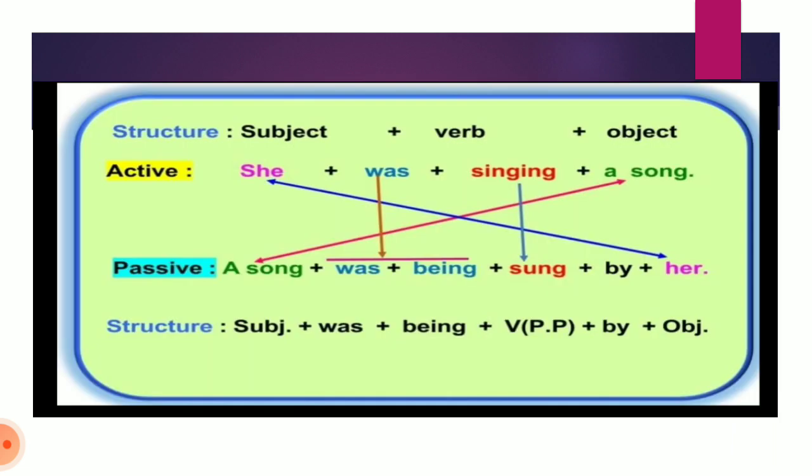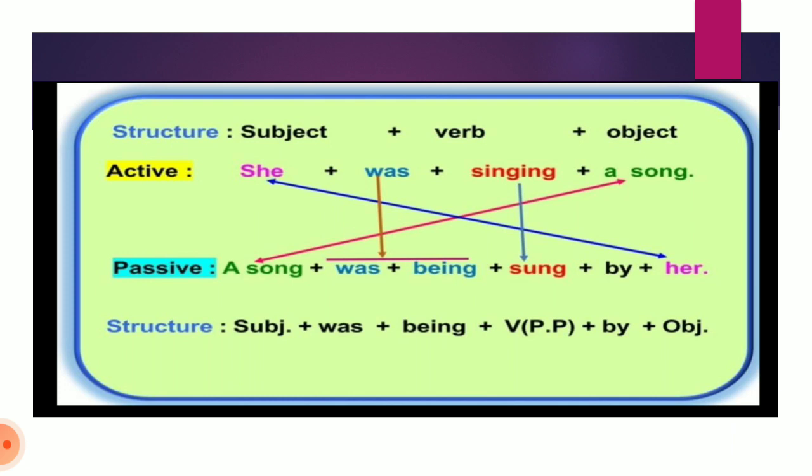We can easily get the difference between the active voice and passive voice. First we look at the structure, then we come to know what passive voice is and how we can easily identify whether a sentence is active voice or passive voice. Active voice is subject plus verb plus object. Let's come to the passive voice: subject plus was plus being plus V3 plus by plus object.